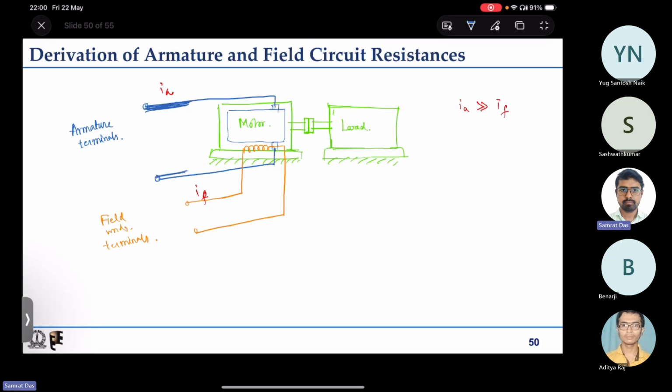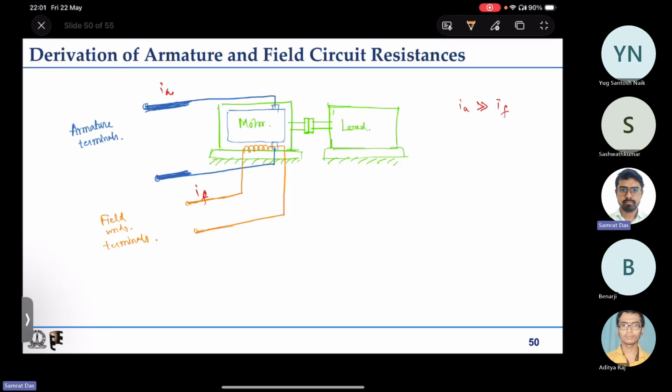It will be a thick conductor, whereas the field winding only needs to carry a small current, typically lower than 1 ampere, in most cases 1 or 2 amperes, sometimes 0.5 ampere. So if you simply compare, by inspection you will be able to find out that this is the armature winding and this is the field winding.